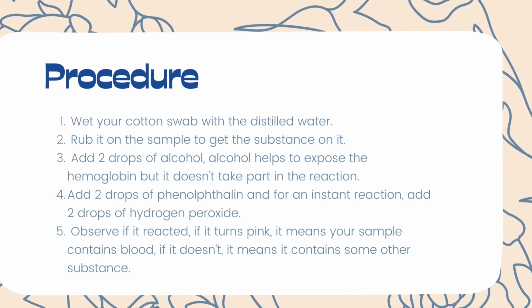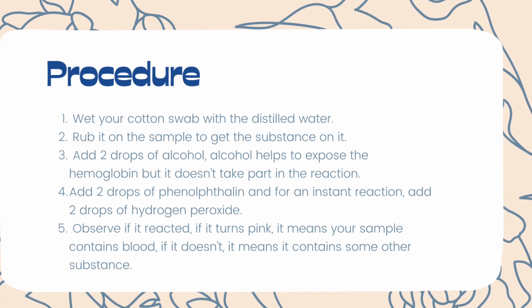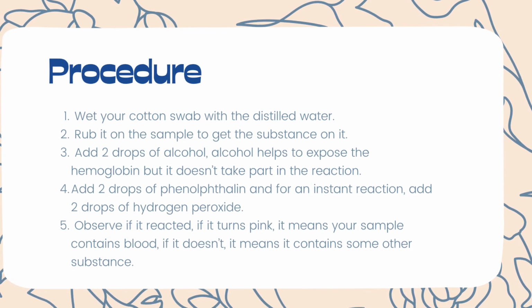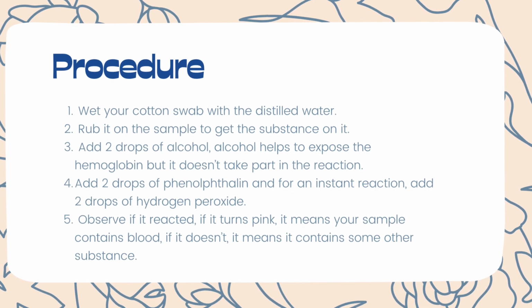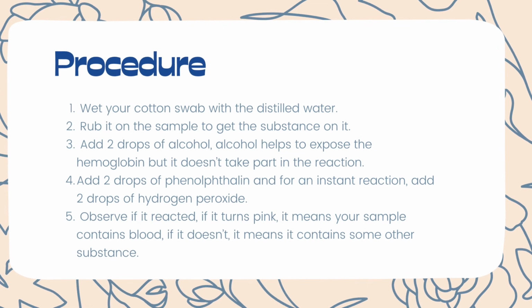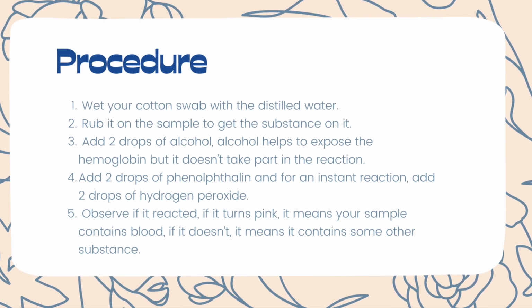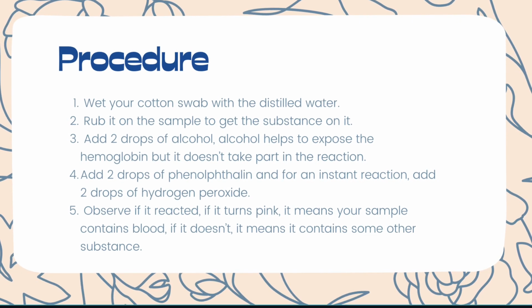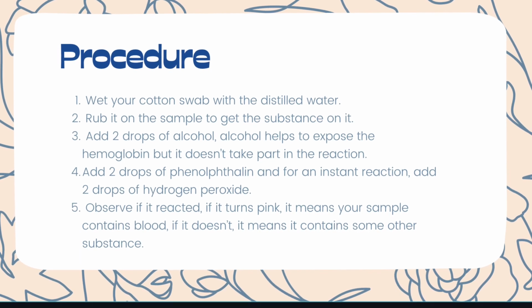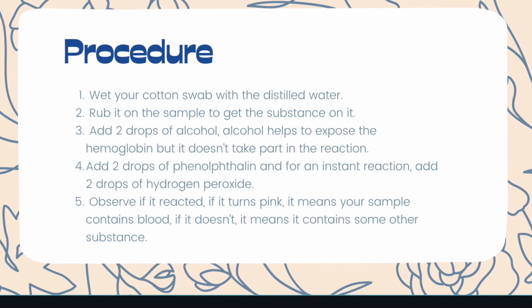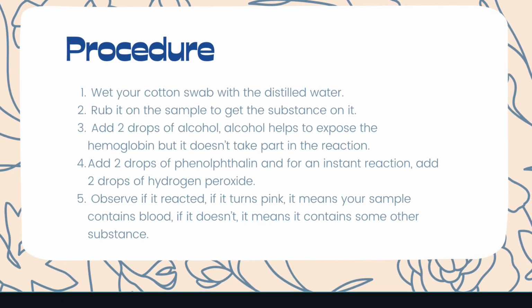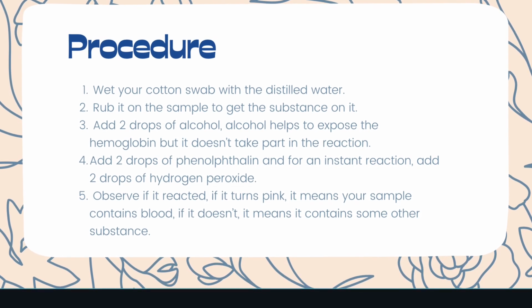Alcohol helps to expose the hemoglobin, but it doesn't take part in the reaction. The fourth step is to add 2 drops of phenolphthalein, and for an instant reaction, add 2 drops of hydrogen peroxide. The last step is to observe if it reacts. If it turns pink, it means your sample contains blood. If it doesn't, it means it contains some other substance.